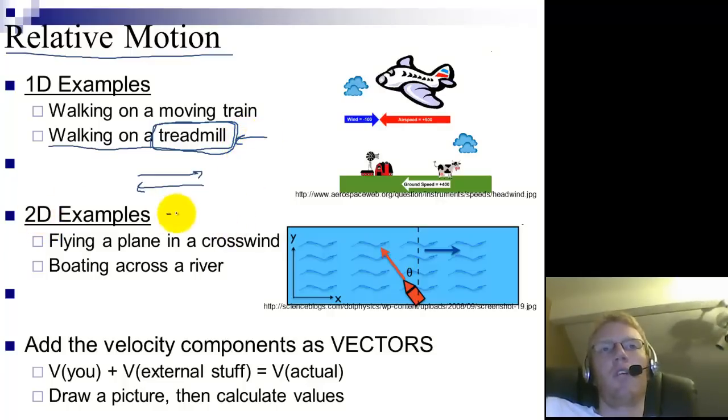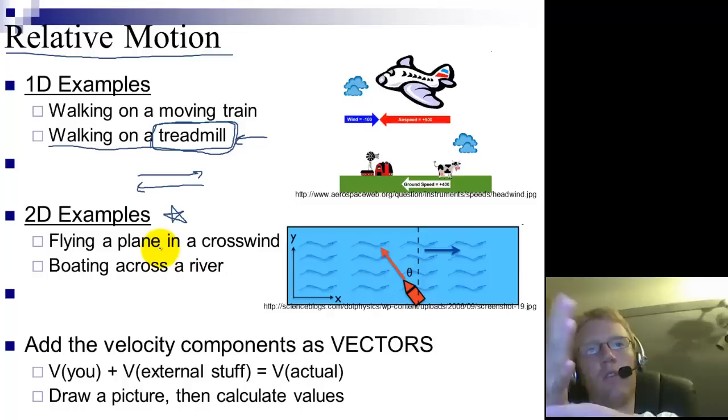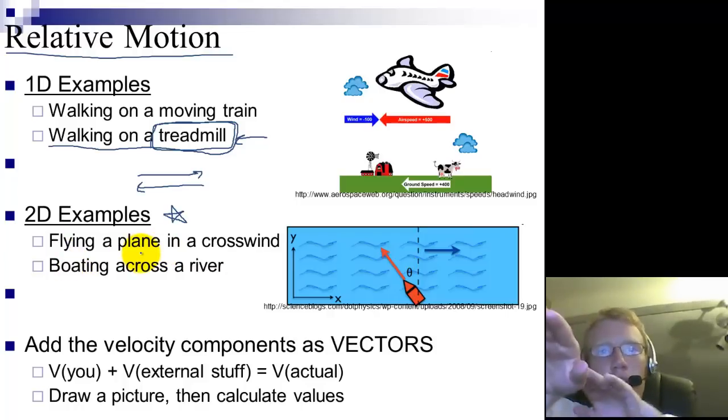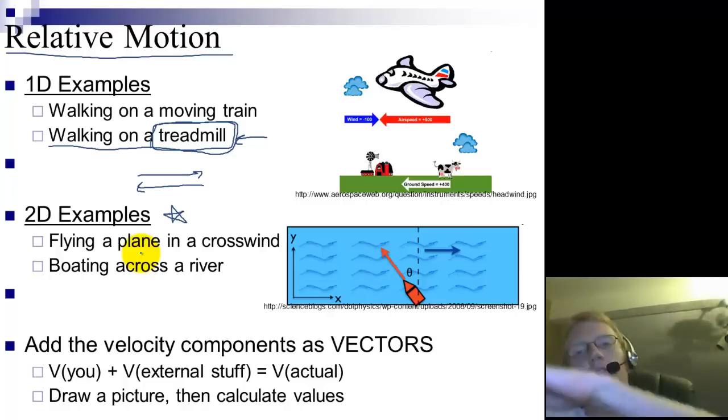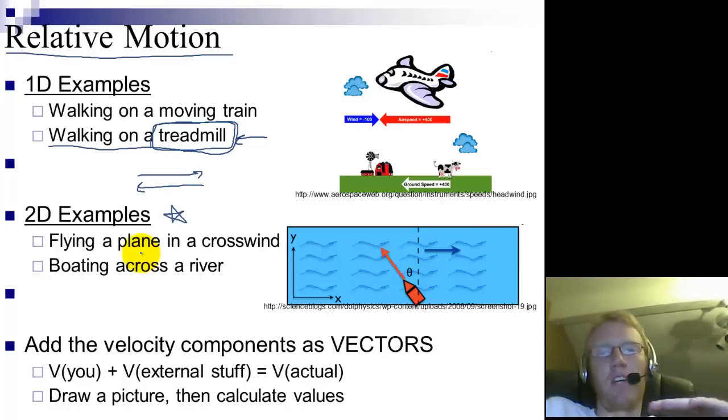The 2D examples are a lot more interesting and also a little bit more mathematically complex. So anything where your speed is one way and there's a cross-directional force on you. So if you fly a plane with a headwind or tailwind, you're going in one dimension. But if you fly a plane and there's a crosswind coming in, that's going to push you off course. So it's going to now be a vector where you have vector components that are not lining up.